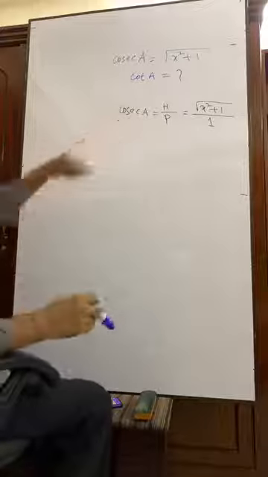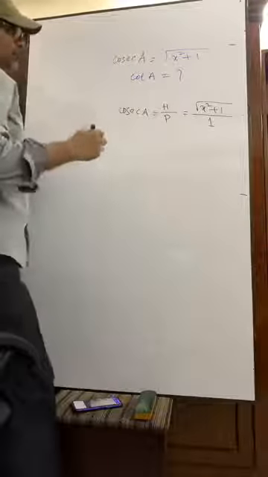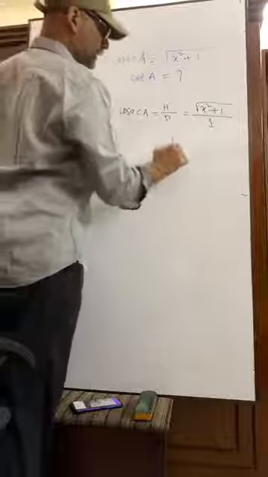Okay, anyway, we are going to our previous math. It was written there cosec A equals to, we draw the figure.